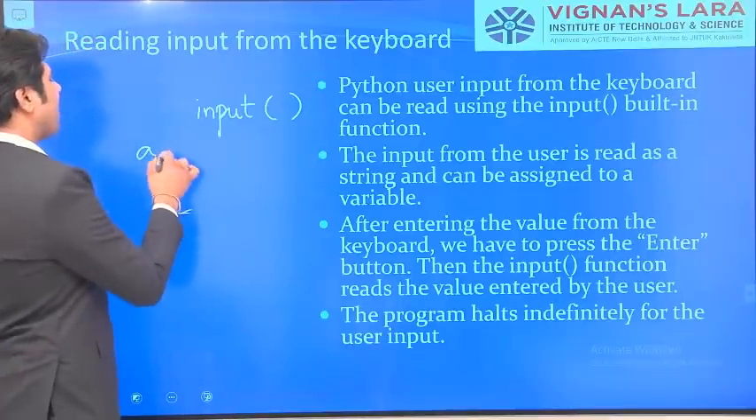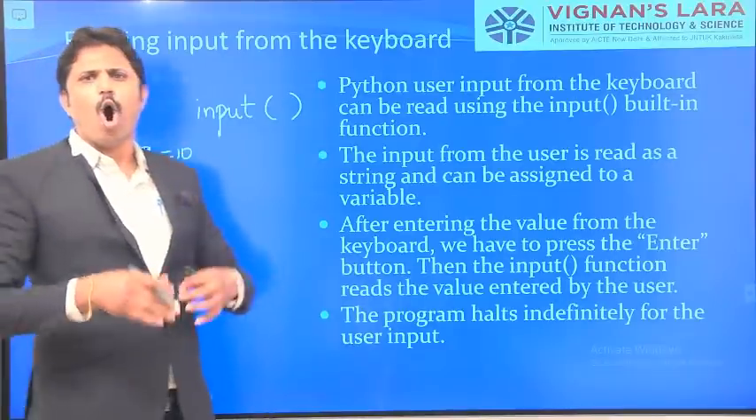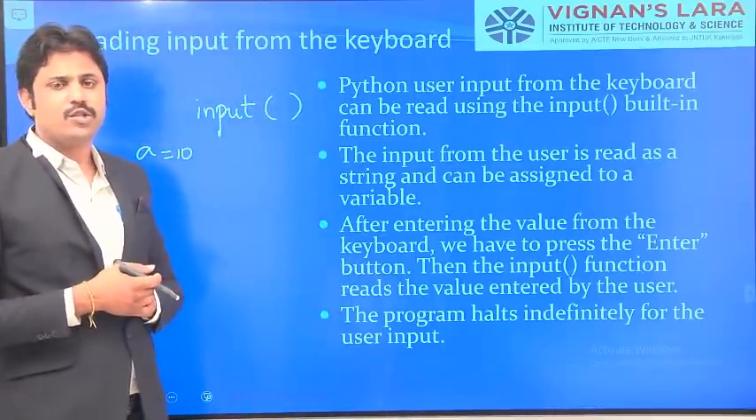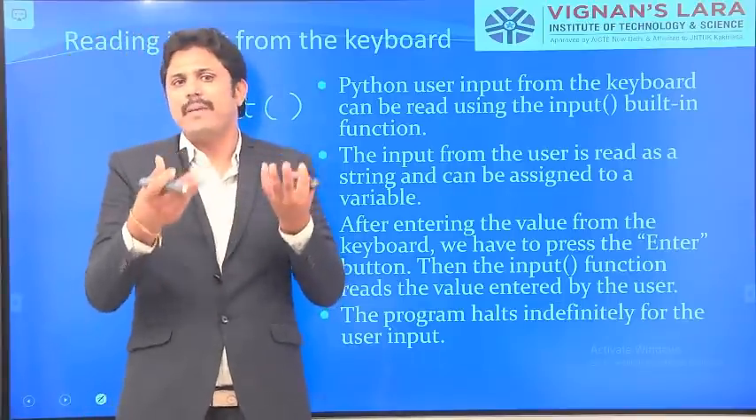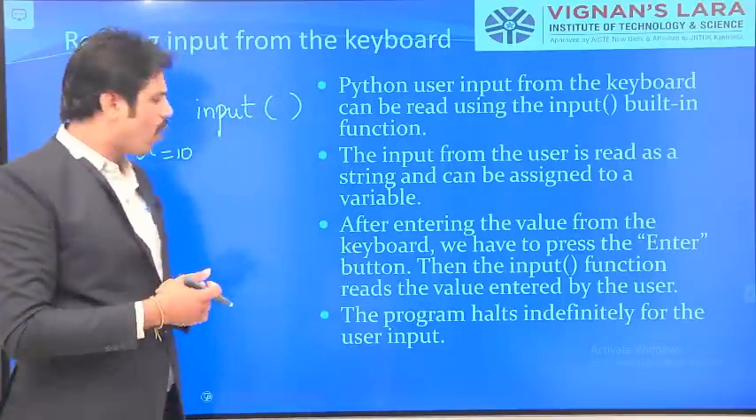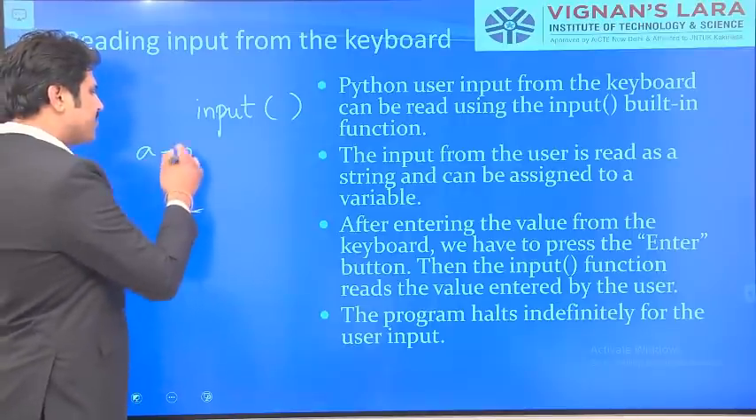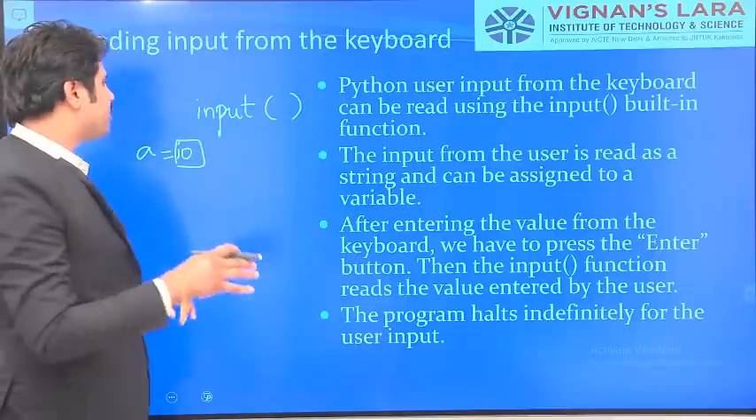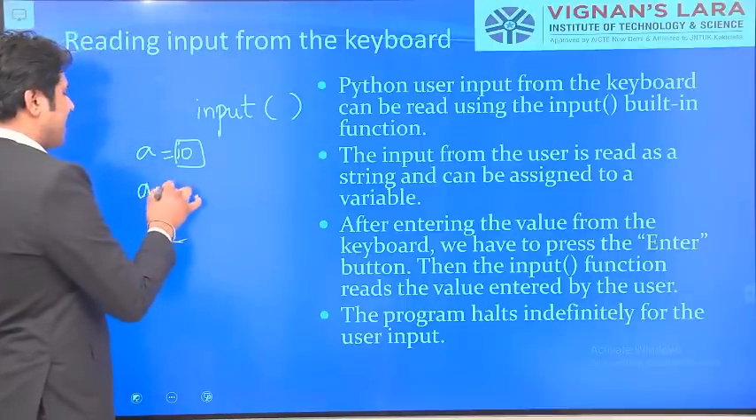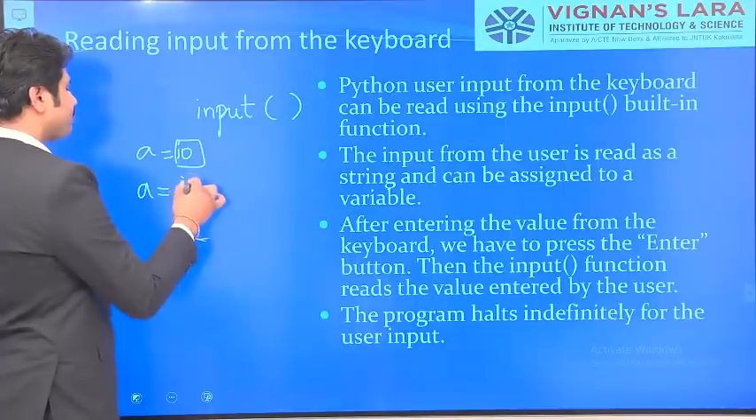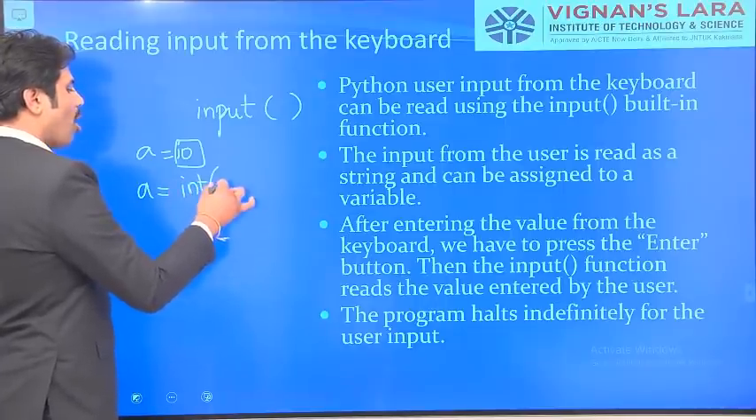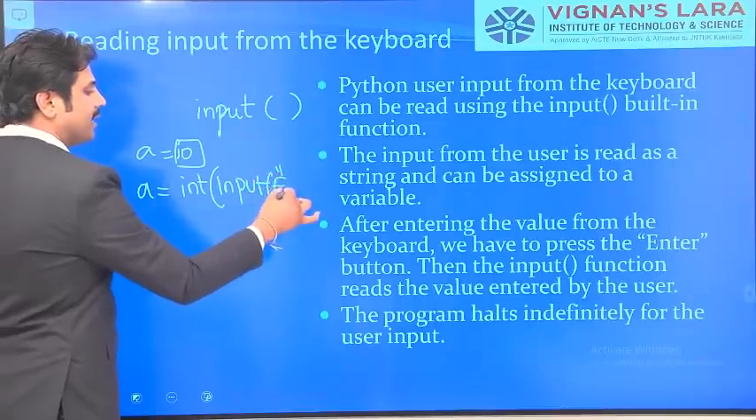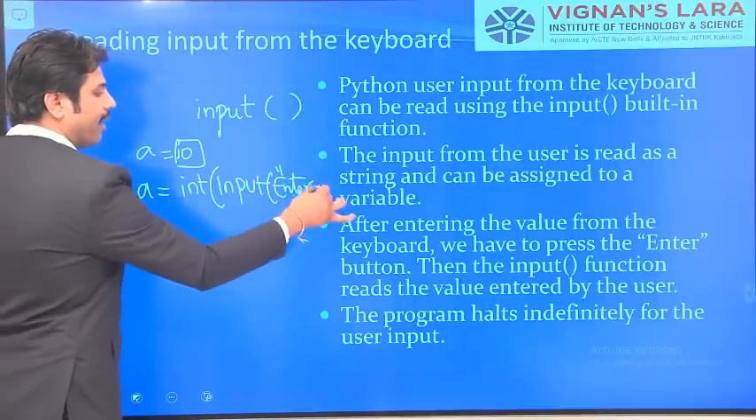For example, previously you simply wrote a equals to 10. So a is not always 10. You can change it. Based on the situation it may vary, 20, 30 or anything. So if this value is not a fixed one, that's why you are going to write a equals to int of input of enter a.